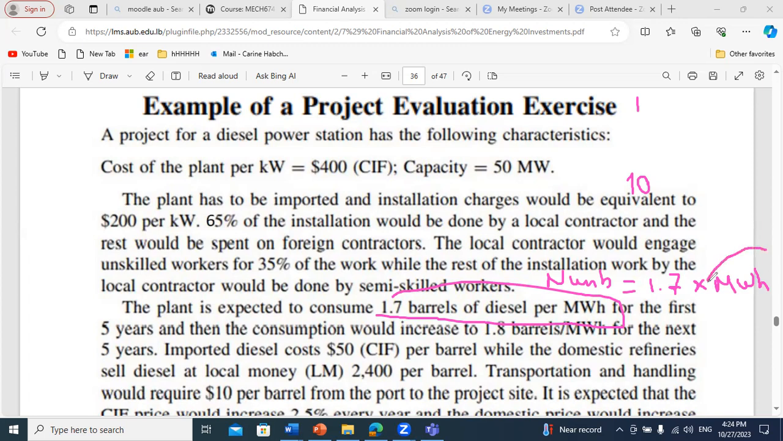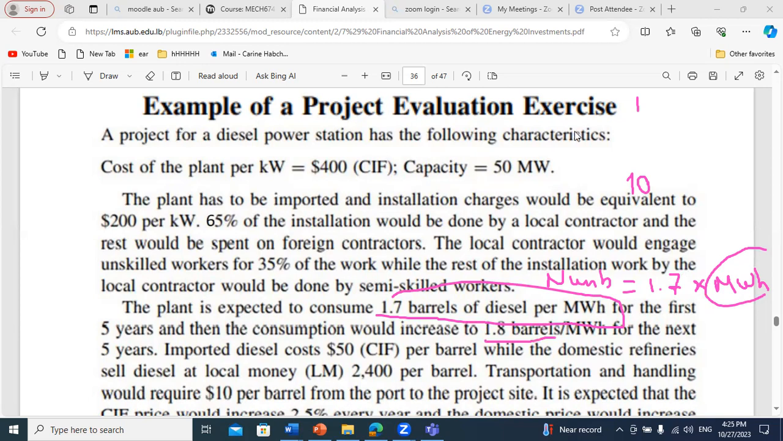While for the remaining years, we'll consider an increase in consumption, because with time the losses increase and the efficiency of the plant will decrease. That's why, to produce 1 megawatt hour, we might need to consume more diesel because of the reduction in efficiency with time. So for the first 5 years, we'll use 1.7 times the number of megawatt hours, while for the remaining 5 years, we'll use 1.8 times the number of megawatt hours. So the next step will be to search for the number of megawatt hours.